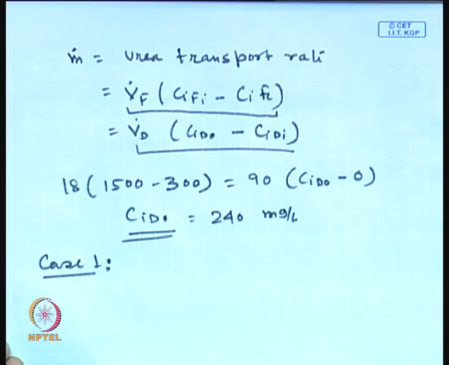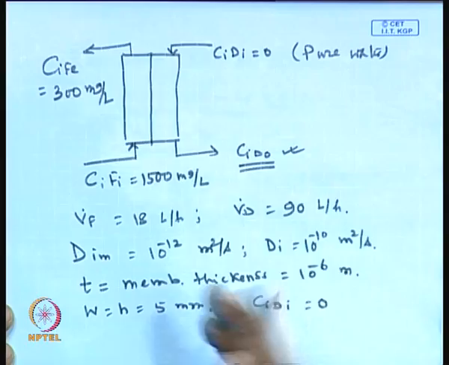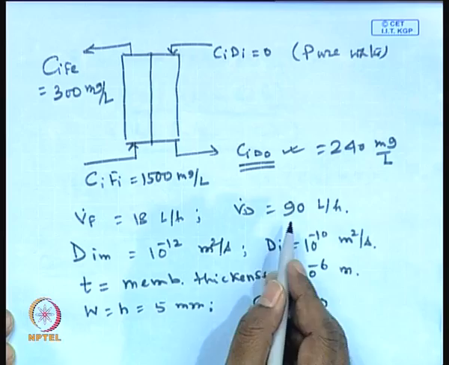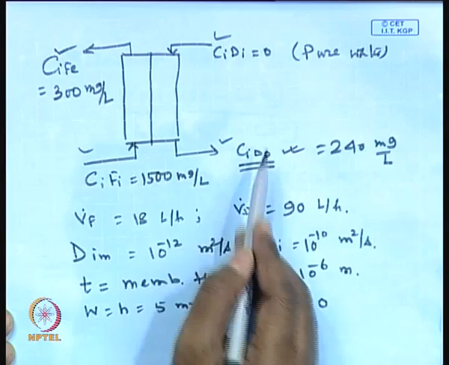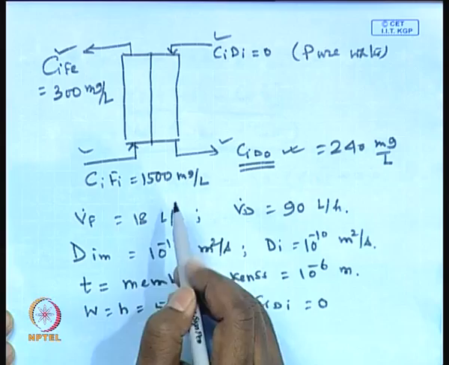So, C I d naught in this particular case will be 240 milligram per liter that you have calculated. Now, because all 4 concentrations are known, at the 2 entry points and 2 exit points, you will be in a position to calculate the log mean concentration difference.